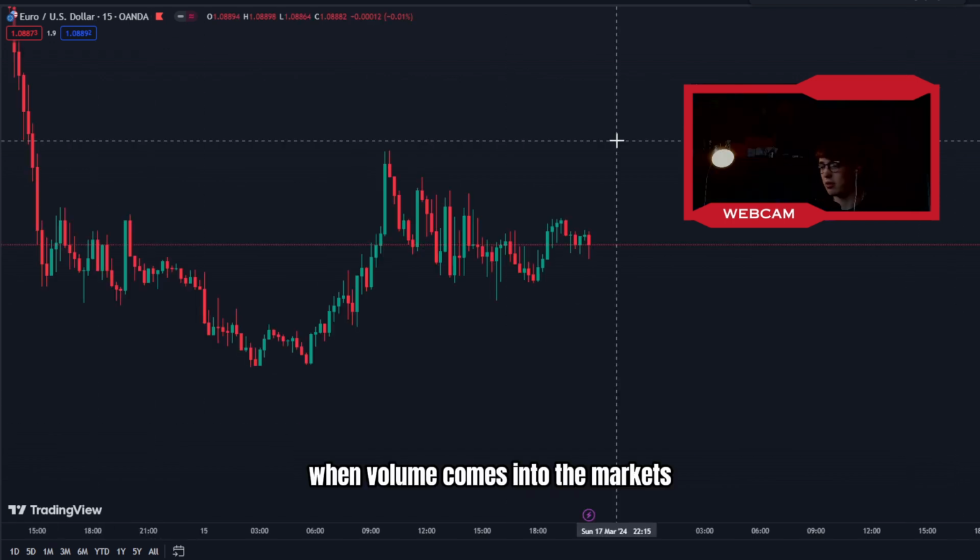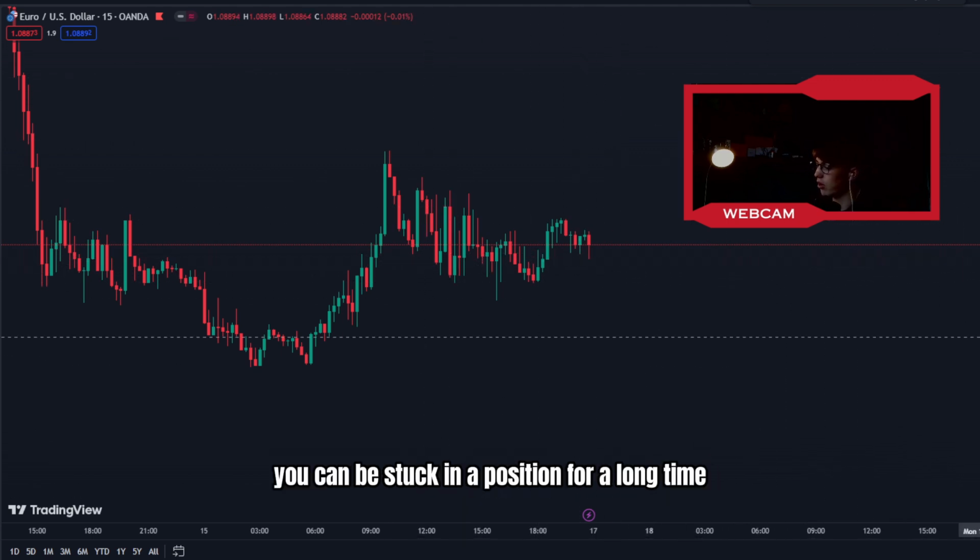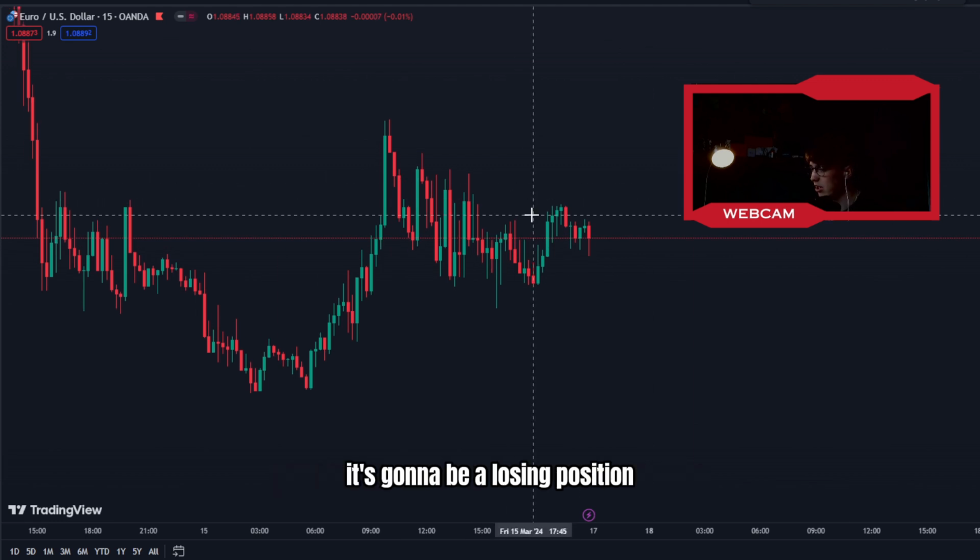Once we understand that, we can move on to the next topic, which is going to be when volume comes into the markets and what that means. So, as a general rule of thumb, you always want to be trading when there's periods of high volume. If there's not much volume, you can be stuck in a position for a long time, and the likelihood is that it's going to be a losing position when volume does pick up.